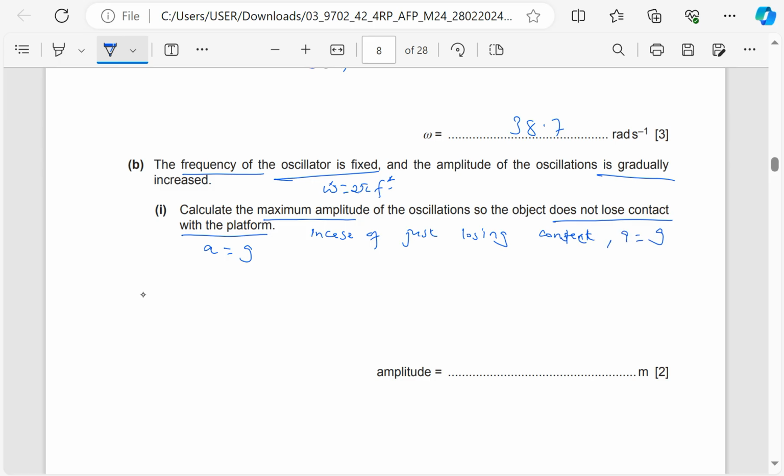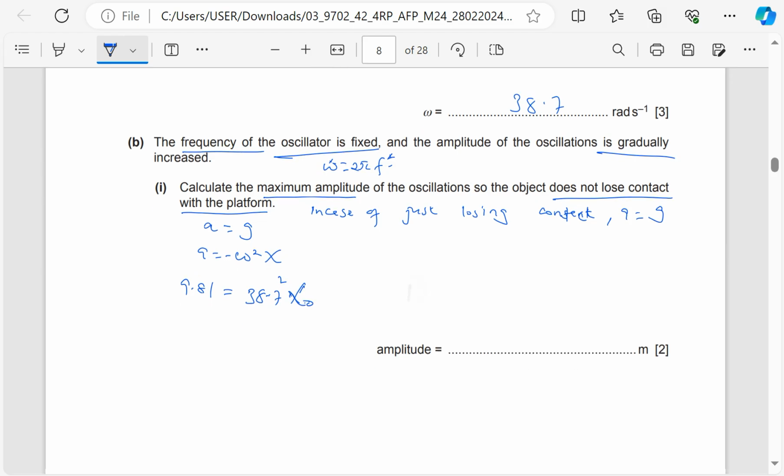In case it just loses contact, it means it's just under the influence of its weight. So its acceleration is just equivalent to the acceleration due to gravity. And remember, acceleration is equal to negative omega squared times x. So I will simply say the acceleration, which is 9.81, is going to be equal to omega squared, which is 38.7, then times x naught. Remember, this is squared, times the amplitude, which I've just called x naught.